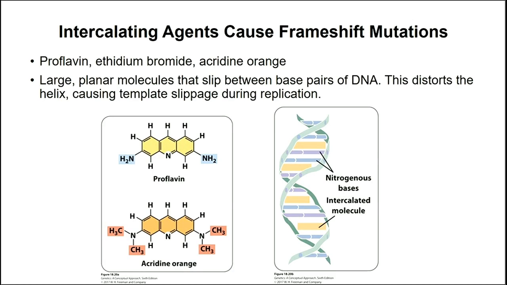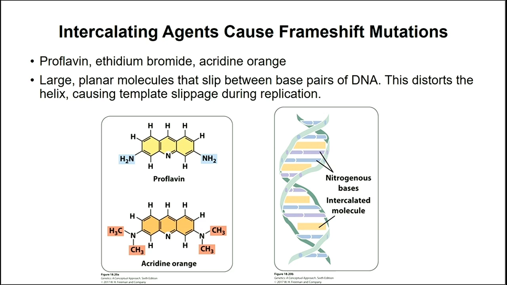The other thing I want to tell you about are frame shift mutations. Chemicals like proflavin, ethidium bromide, and acridine orange are large planar molecules that slip in between the base pairs of DNA. The base pairs are kind of like rungs on a ladder. But if we slip these intercalating agents in between, now the base pairs are a little bit too far apart. And so when the DNA polymerase goes to replicate this DNA that has these intercalating agents in here, it's not really sure what to do.